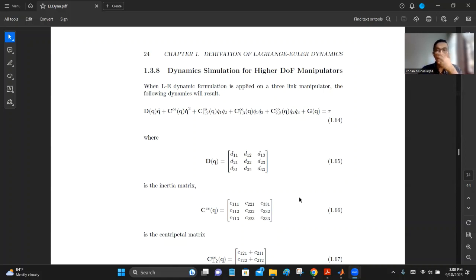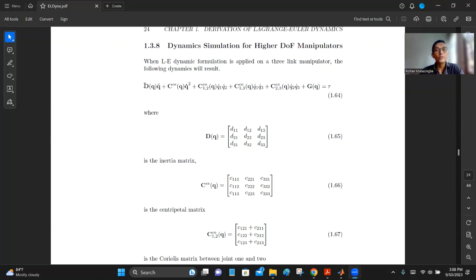Dynamic simulation for higher degree of freedom manipulators, right? What about the dynamic equation for 3-link, 4, 5, 6 links, like that? In fact, you can write it this way. You have the D(q) q double dot, that's the first part, all of the joints because of the acceleration, inertial torques, right? You get this one. And you have centripetal forces, and the torques generated because of these forces. And you have Coriolis forces, right?